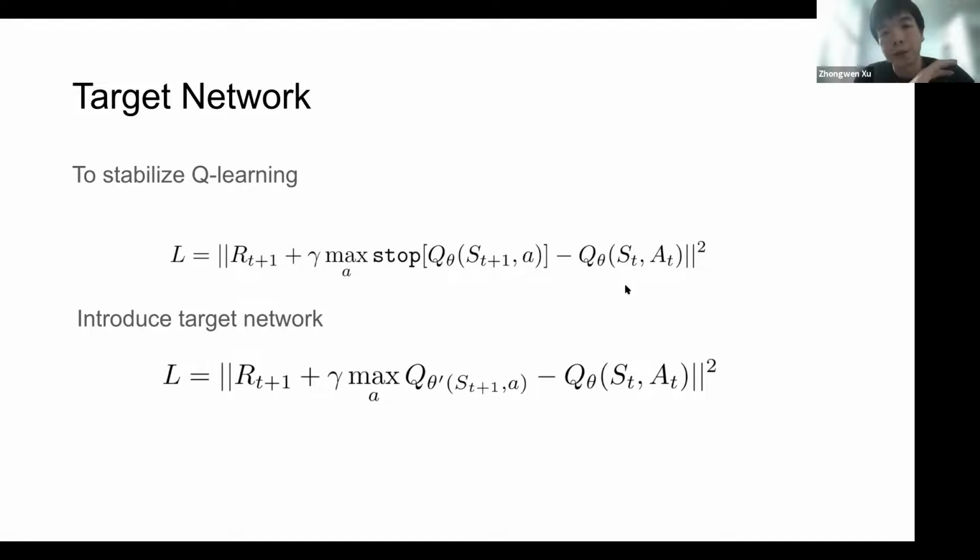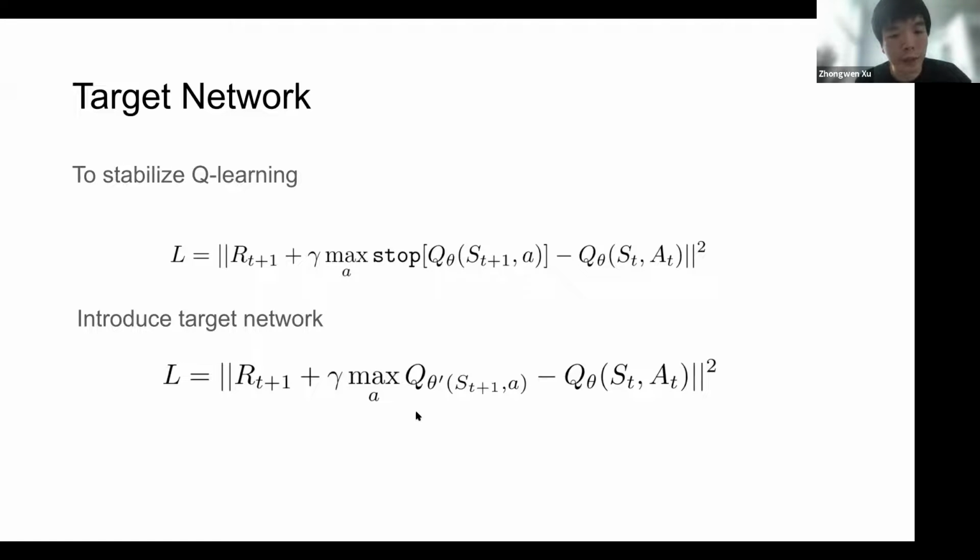We can see from the equation we derived from the tabular case to the approximate case in the neural network, instead of using the Q values from the same parameters as the learning Q values. As you can see, they are the same: the Q values of the next time step t plus 1 use the same parameters as the Q value of the current estimation. Instead, we use another network, which is called the target network.